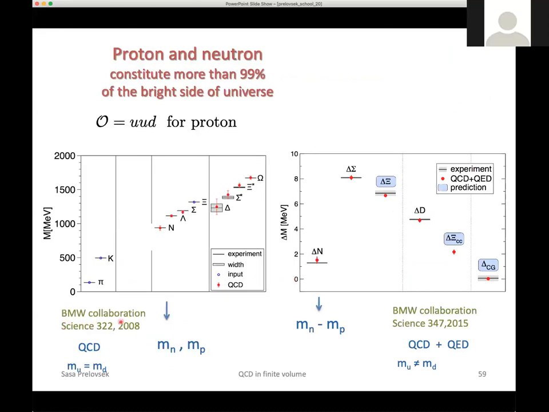BMW collaboration did all these extrapolations in all glory, and got the mass of a neutron and a proton, which agrees with experiment, which I think is very fascinating. And not only that, also the mass of a neutron minus the mass of a proton gets 1.4 MeV in agreement with experiment. But here, of course, not only QCD, but QED had to be incorporated.